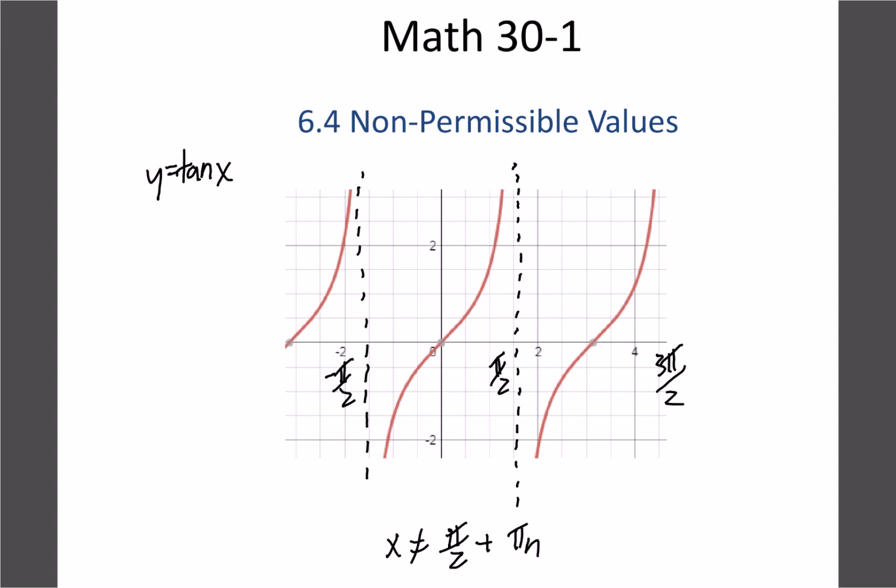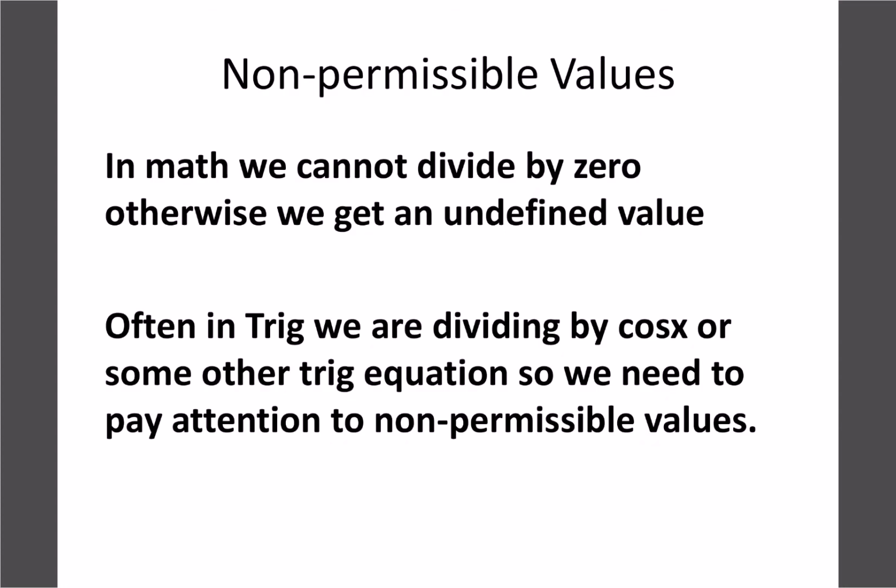So we've already looked at this in terms of graphs, but now we're going to go one step further and think about this more algebraically. When we're dealing with non-permissibles, what we're basically saying is we can't ever divide by 0. If you think back to earlier math, when we did rational expressions, if you had a fraction like x plus 2 over x minus 3, we would simplify it, and then we would also say x can't equal 3. Otherwise we'd have a 0 on the bottom, and we can't do that.